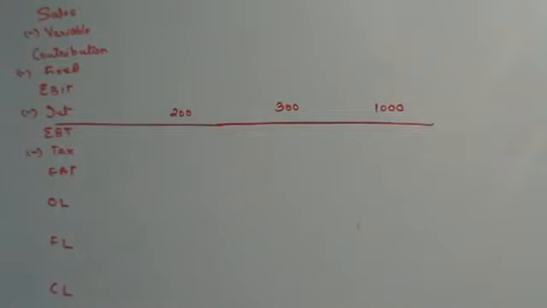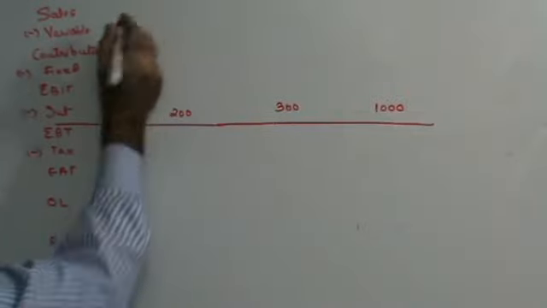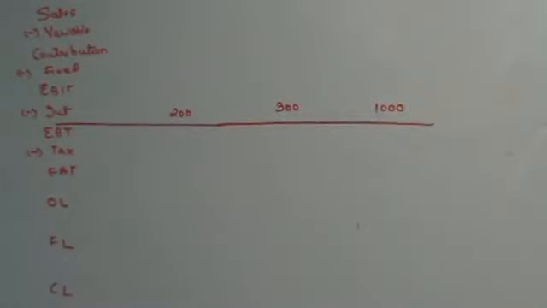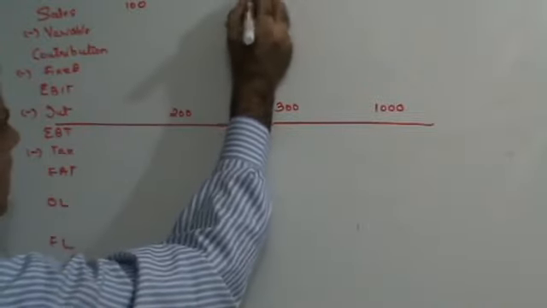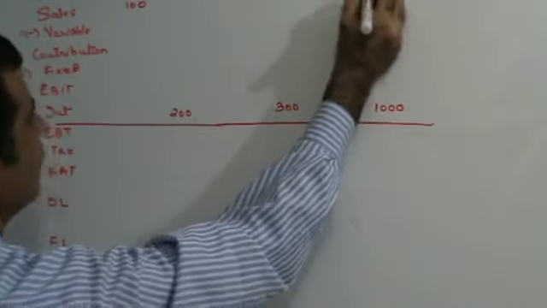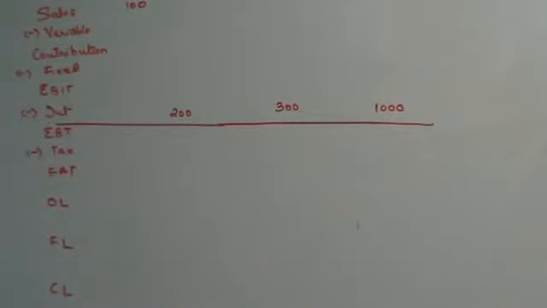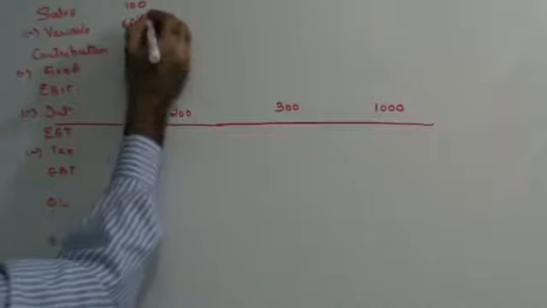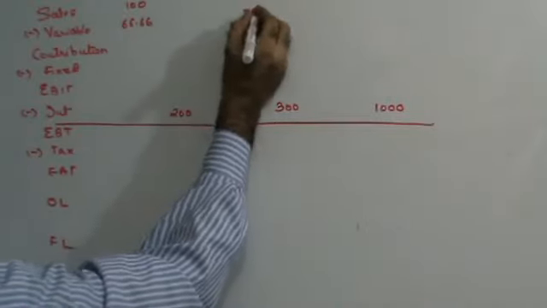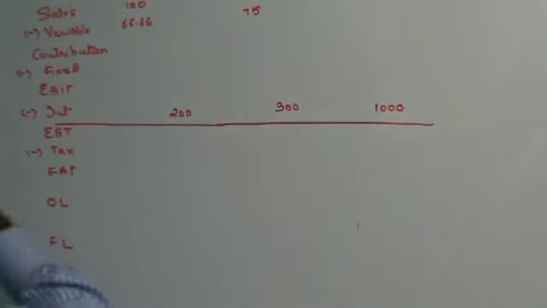Now, they have also told you that variable cost is, in the first case, 66 2/3% of sales. Let us assume that sales is 100 in all the 3 cases. Let us assume sales is 100%. Variable cost in percentage is given to you as 66.66, 75, and 50.